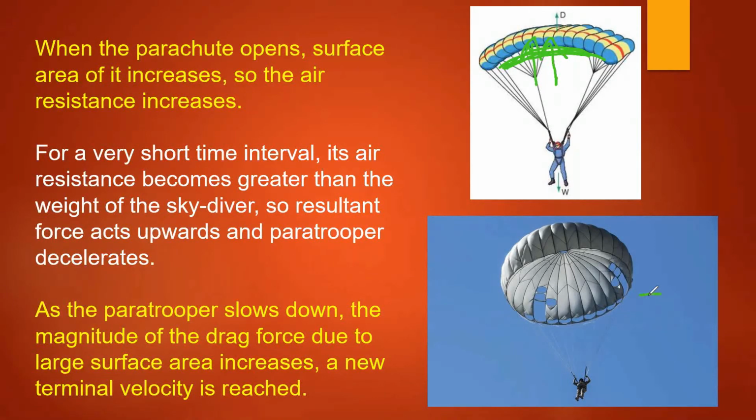But for this object, it has a big surface area. So with the big surface area, more air resistance is pushing it up. So the terminal velocity of that object is going to be low as compared to the terminal velocity of the top parachute.